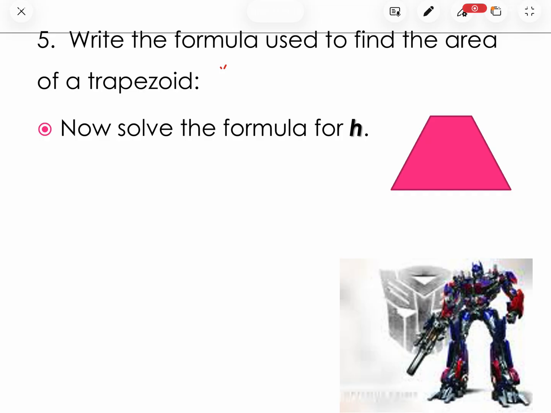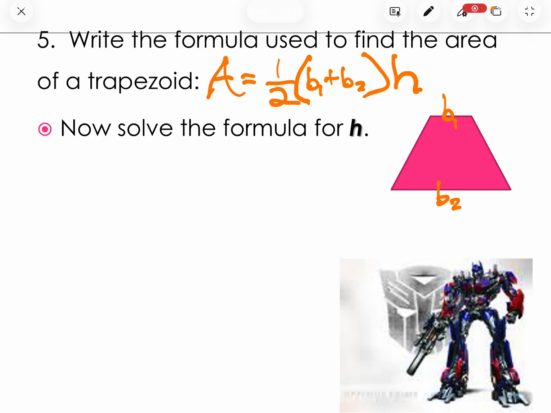Ooh, what is this shape? This is a trapezoid. In case you have forgotten, it is A equals 1/2 because it's like a triangle. It's only part of the figure. Parentheses, the sum of the bases. In a trapezoid, there are 2 parts that are considered the base. And then you have to take times the height. And so the trapezoid is built out of the base times height formula.